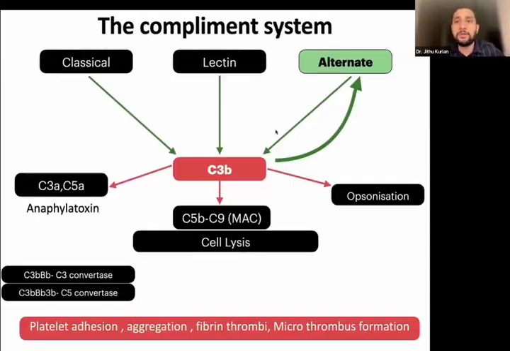So coming to the complement system, it's also important that we have the classical, the lectin, and the alternate pathway. The classical pathway is activated by the antigen-antibody complex, lectin by the carbohydrate of the bacteria. And the alternate system is a very slow system which gets triggered. And then once it's triggered, it gets activated very, very fast.